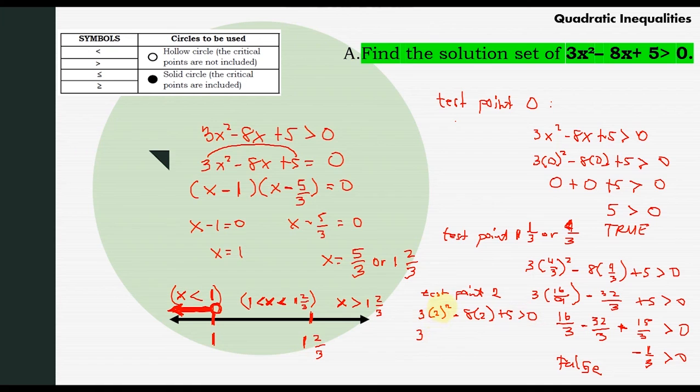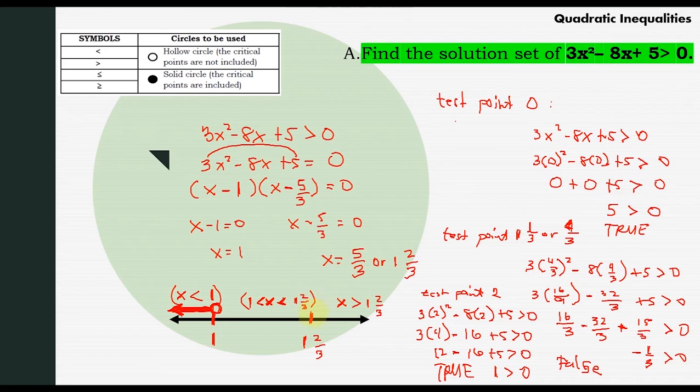So we have here 3 times 4 minus 8 times 2 is 16. So negative 16 plus 5 greater than 0. And then 12 minus 16 plus 5 is greater than 0. Or this will give us 12 minus 16 is negative 4 plus 5 is 1. So we have here 1 is greater than 0. So therefore, this is true.